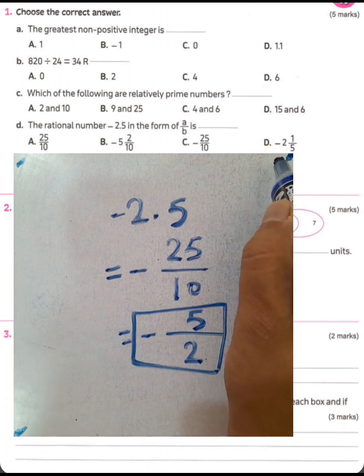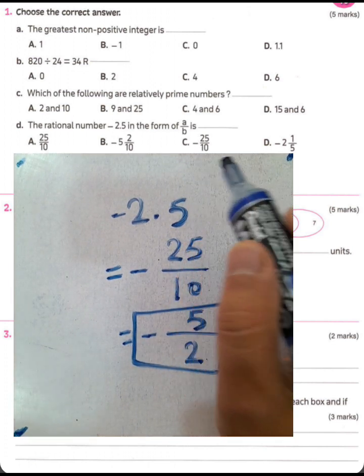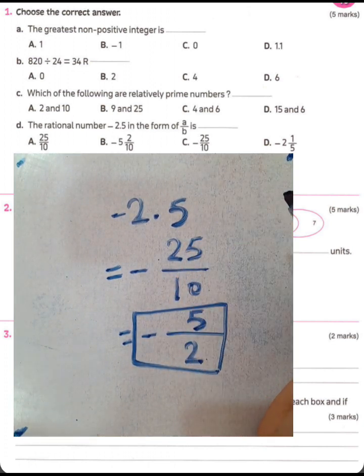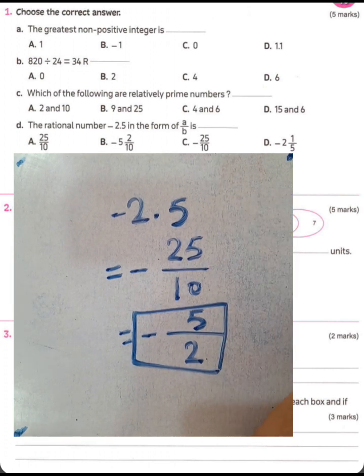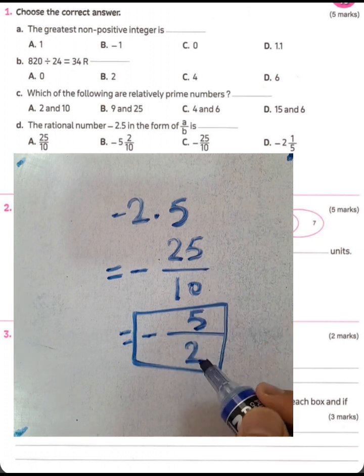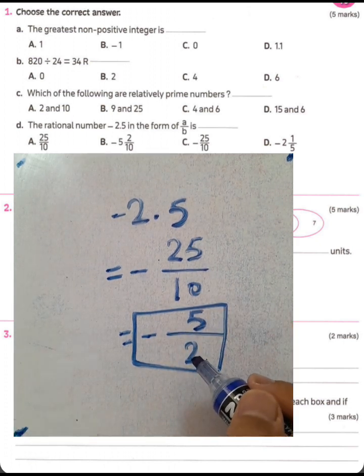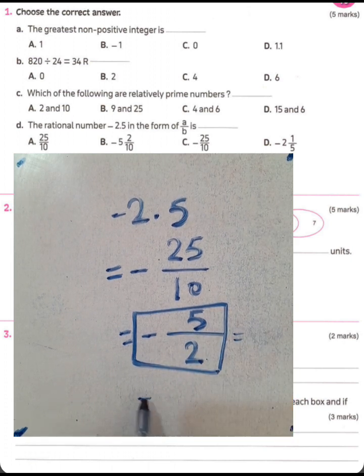Which letter here? 5 over 2 means 2 and what? You can convert it to a mixed number, with the negative outside: 2 times 2 equals 4 and the remainder is 1, so negative 2 and a half.